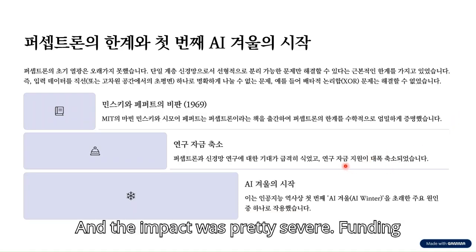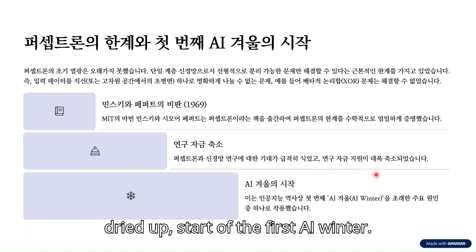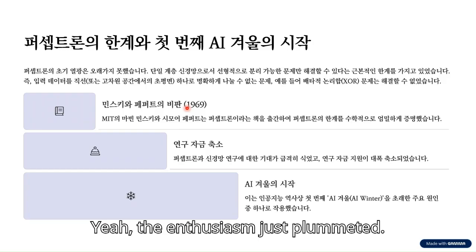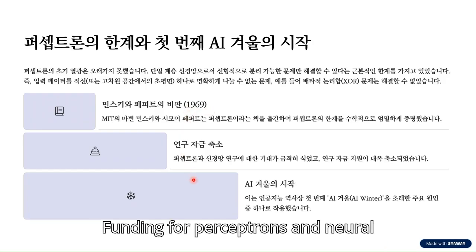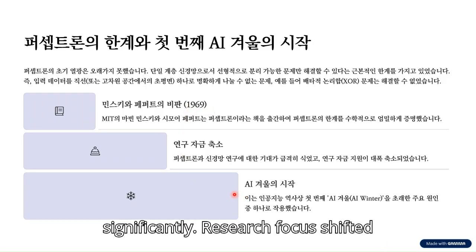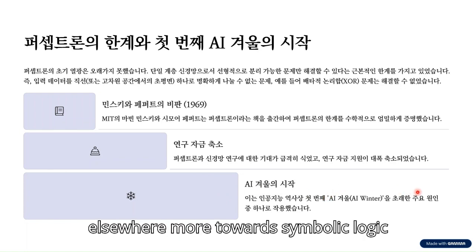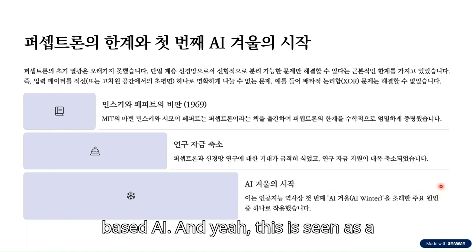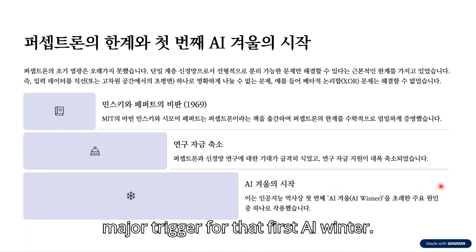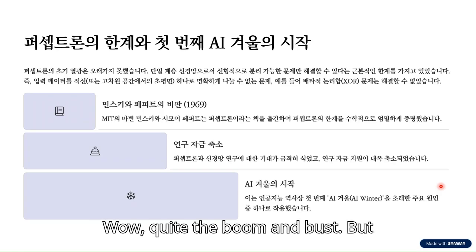And the impact was pretty severe. Funding dried up, started the first AI winter. Yeah, the enthusiasm just plummeted. Funding for perceptrons and neural networks generally dropped off significantly. Research focus shifted elsewhere, more towards symbolic, logic-based AI. And yes, this is seen as a major trigger for that first AI winter. Wow, quite the boom and bust.